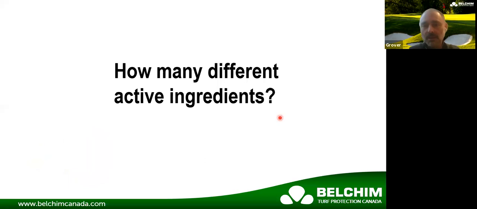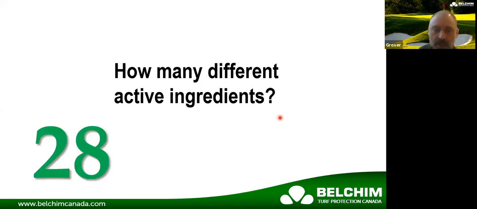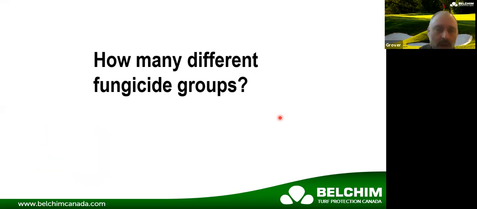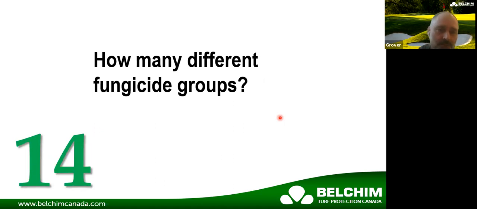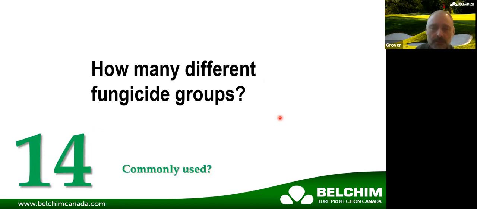But now, how many different active ingredients do we have? That's a completely different question. The answer is actually 28. So we have 28 different active ingredients. Now, if I were to ask you how many different fungicide groups we have, again, a completely different question. The answer is actually 14. So you see the trend. We start with 40, went to 28, and we have 14. So we have 14 different fungicide groups in Canada.